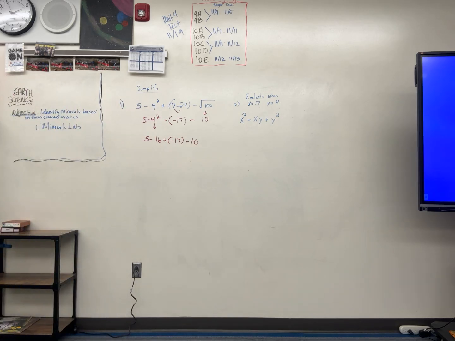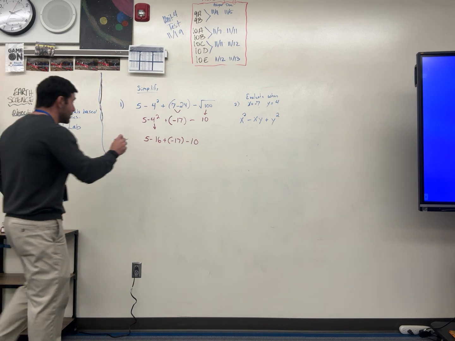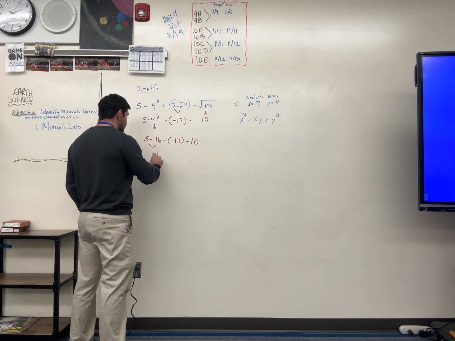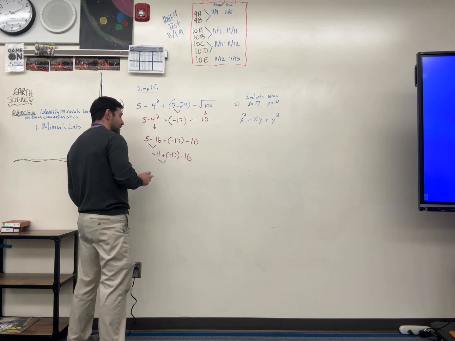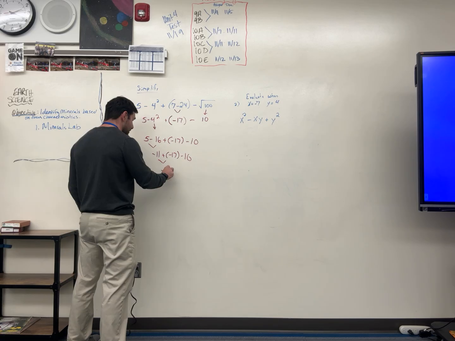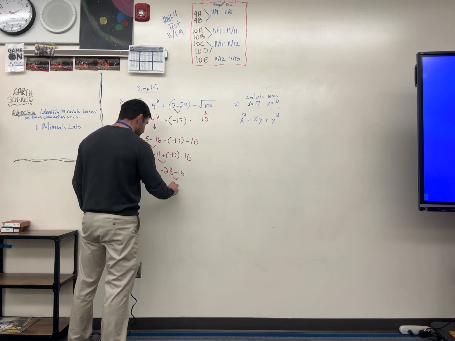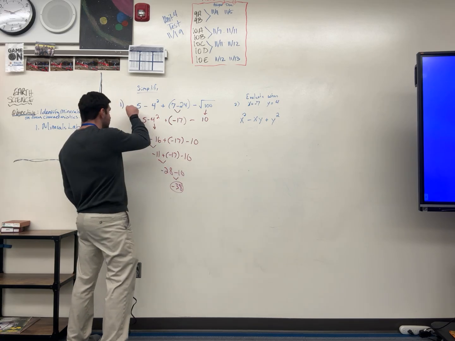This is where a lot of people mess up, because you try to add and then subtract. That's not what it says. It says adding and subtracting from left to right. It does not matter which comes first. So in this case, I do 5 minus 16, which is negative 11, plus negative 17 minus 10. Negative 11 plus negative 17 is negative 28, minus 10, which gives me negative 38.